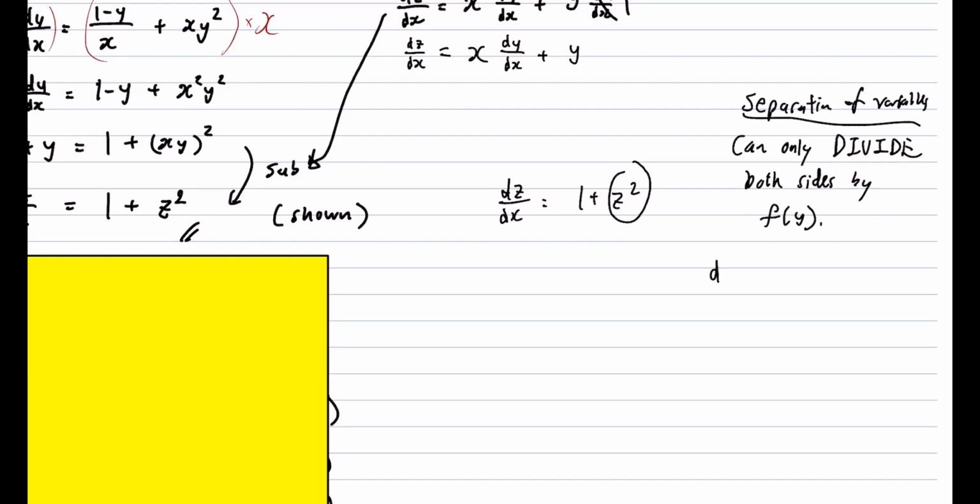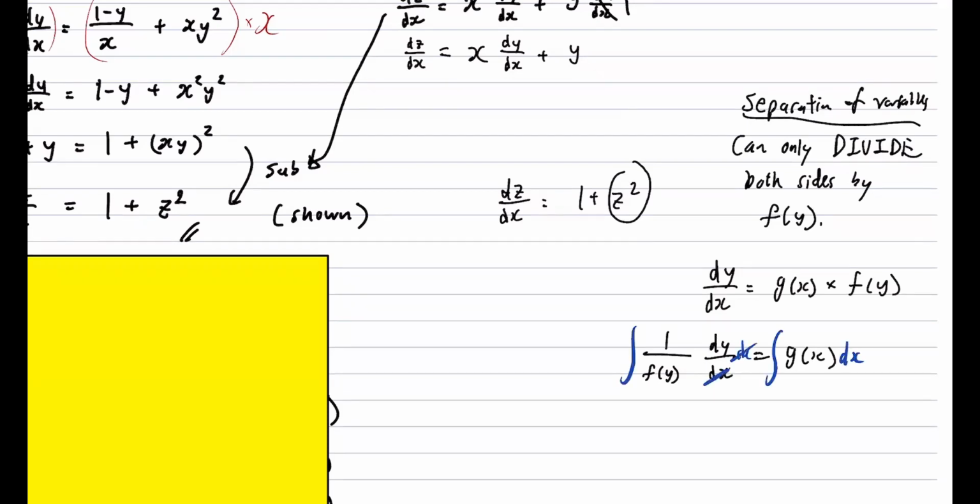So it's like dy by dx equals to g of x, a function of x, times f of y, a function of y. Then what you do is this f of y you have to divide over. So it's 1 over f of y. It will always be 1 over f of y equal g of x. Then after that, you can integrate both sides with respect to x. Then the dx cancel off. Okay, so on and so forth.